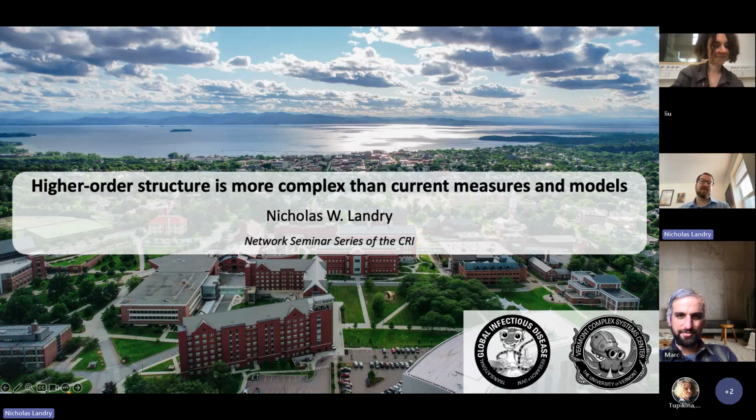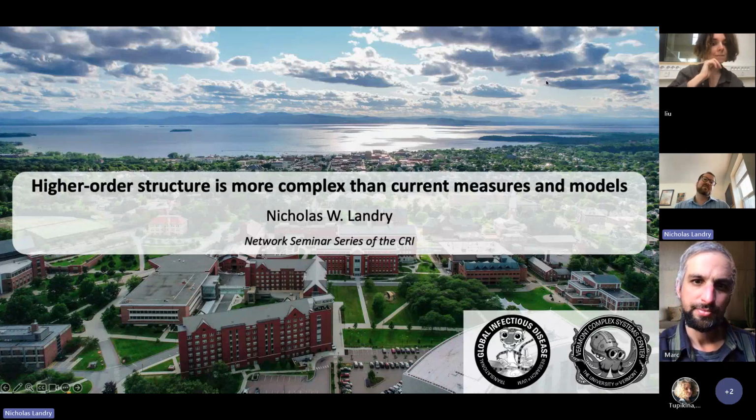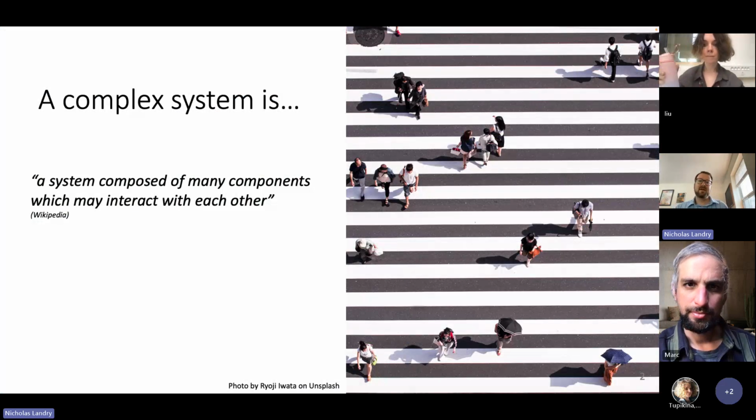So I'm assuming that many of you are familiar with network science in general, obviously. I work on a very specialized and in some ways more general version, which is higher order networks. What I want to talk about today is how current models and measures are inadequate in some ways to describe these higher order networks. I know that many of you are familiar with all of this terminology, but I want to frame how I think about this.